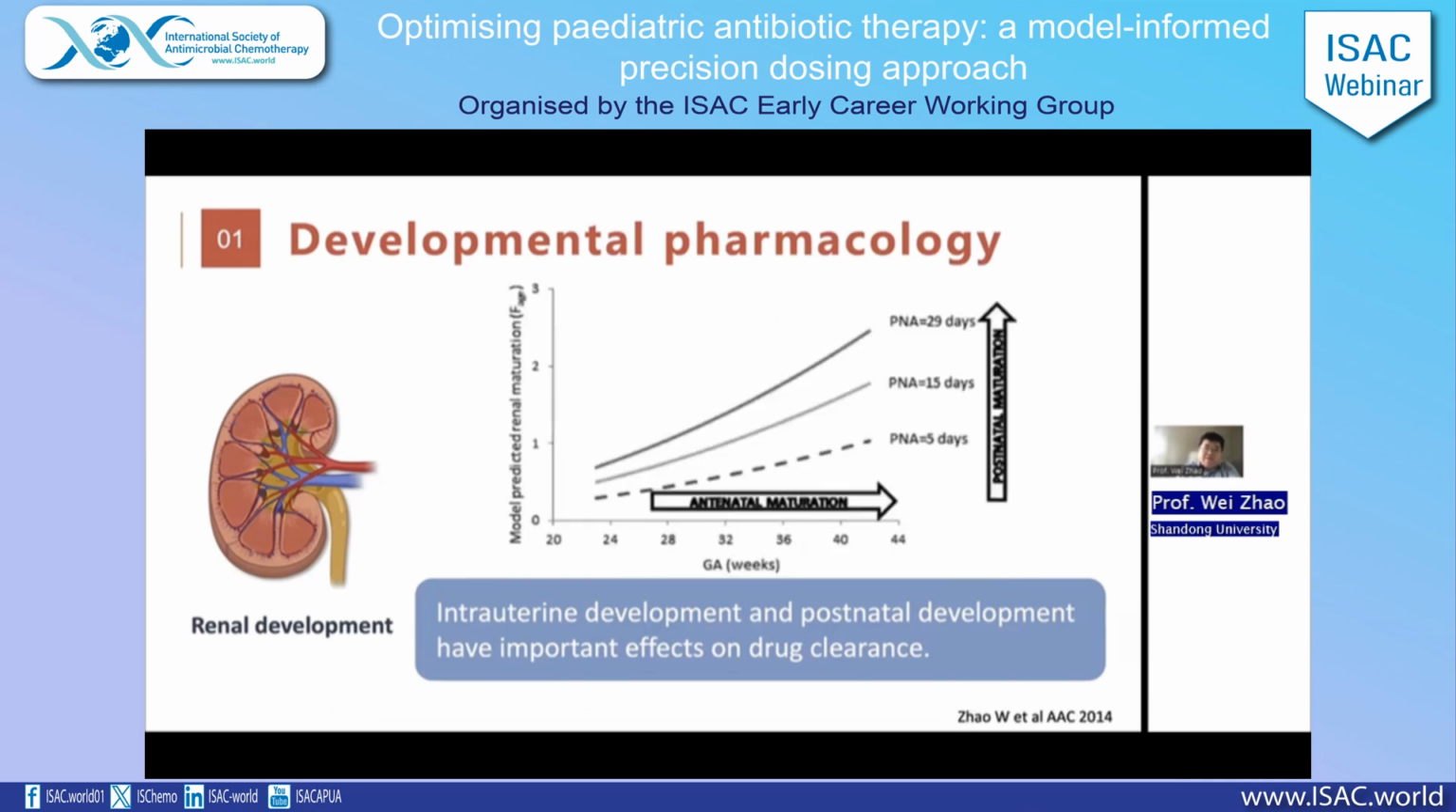And this maturation also has its own rate for different ontogenic maturation and also postnatal maturation. This figure shows ciprofloxacin with different groups of GA, which is the marker of ontogenic maturation, and the postnatal maturation can be different between the three groups.